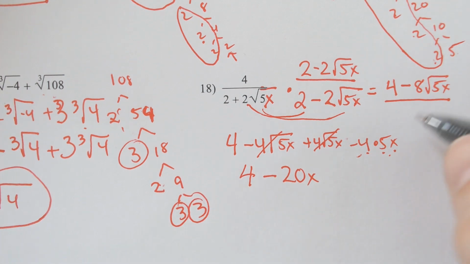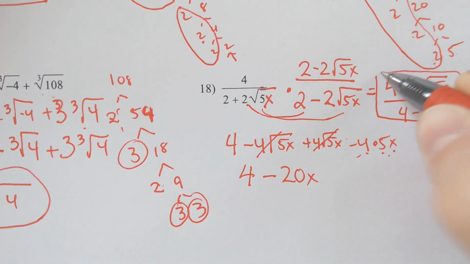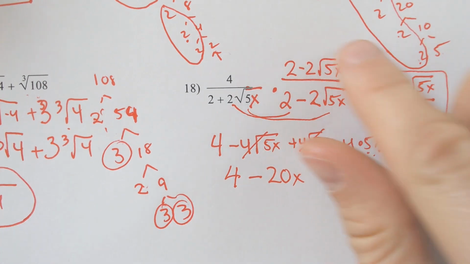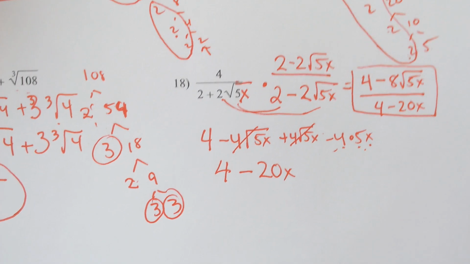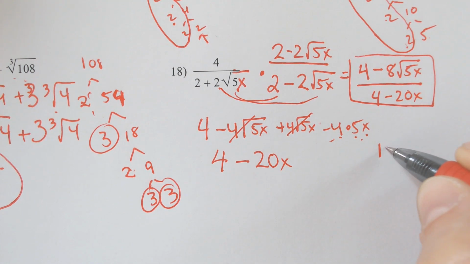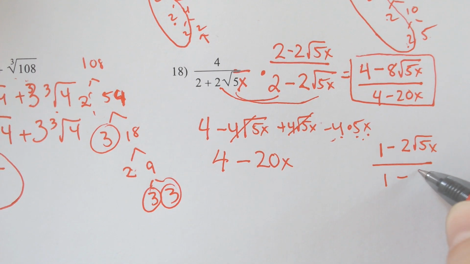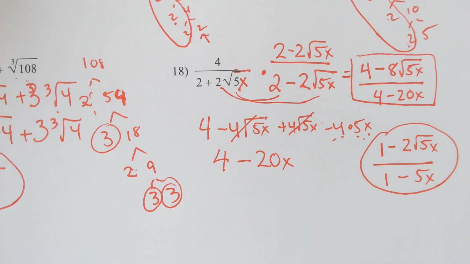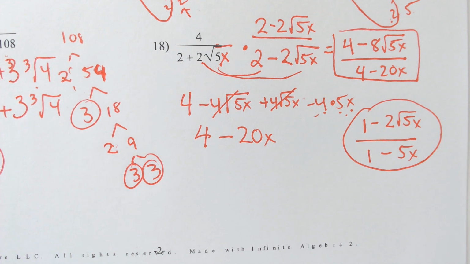You can't do anything with that. So we have 4 minus 20x on the bottom of the fraction. If you were to recognize that everything here could divide by 4, you could divide everything by 4. I'm not expecting that on my particular quiz, but if you recognize that and see that everything here, excluding the square root of 5x, could divide by 4, I'd be very happy if you did do that and get 1 minus 2 square root of 5x over 1 minus 5x. That one looks a little bit better than the top one because everything did divide by 4, which is very rare. That doesn't happen.